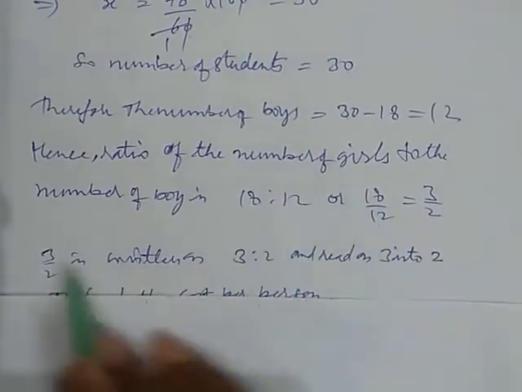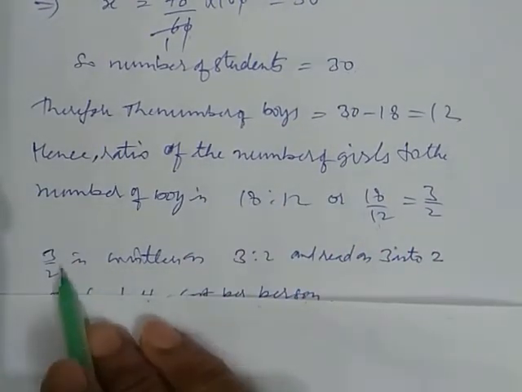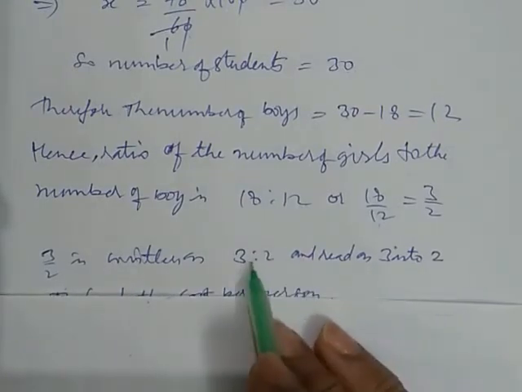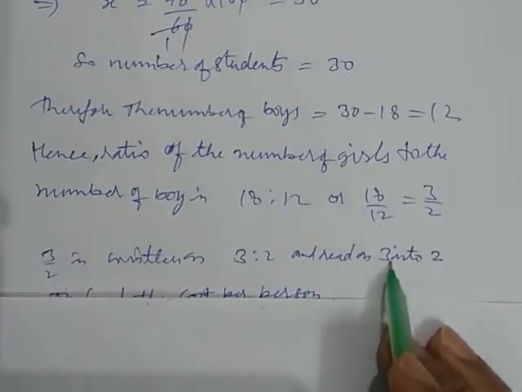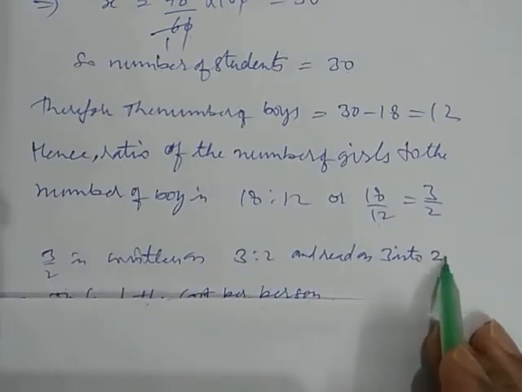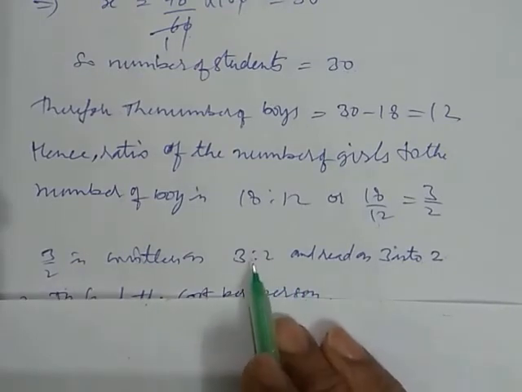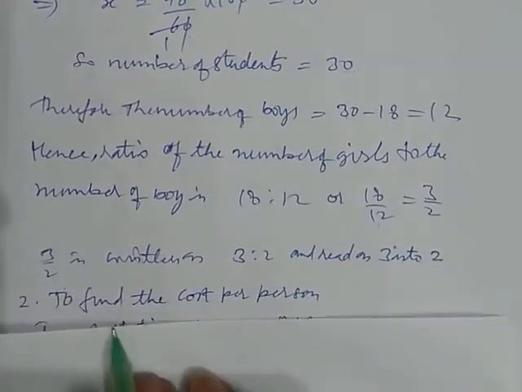So either we write 3 by 2, and this 3 by 2 is also written as 3 to 2, and we read this as 3 is to 2. This is the way to read it.